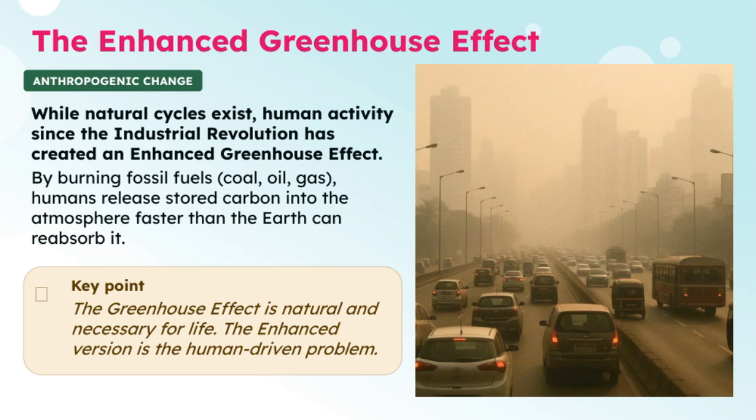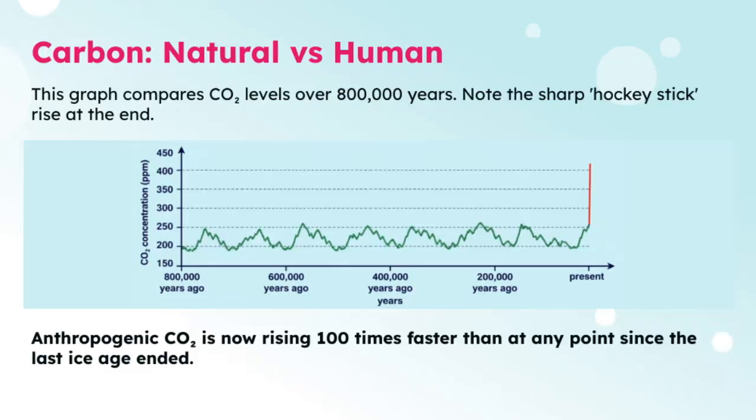When we burn them, that carbon is released into the atmosphere as carbon dioxide. The problem is that we are releasing stored carbon faster than natural systems can absorb it. As a result, more heat is trapped in the atmosphere and global temperatures rise. Now let's compare natural and human-caused carbon change.